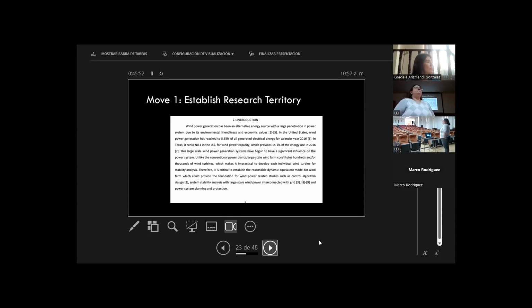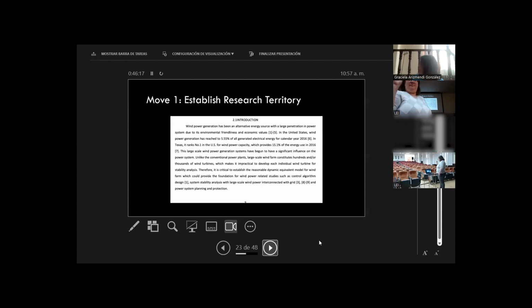And here in the audience, the second sentence, in the United States, wind power generation has reached to, and let's say, is that the research territory? It's close. Is there another one? Someone online that would like to add something, or I share mine? You're almost there. Sorry, can you repeat the question, please?